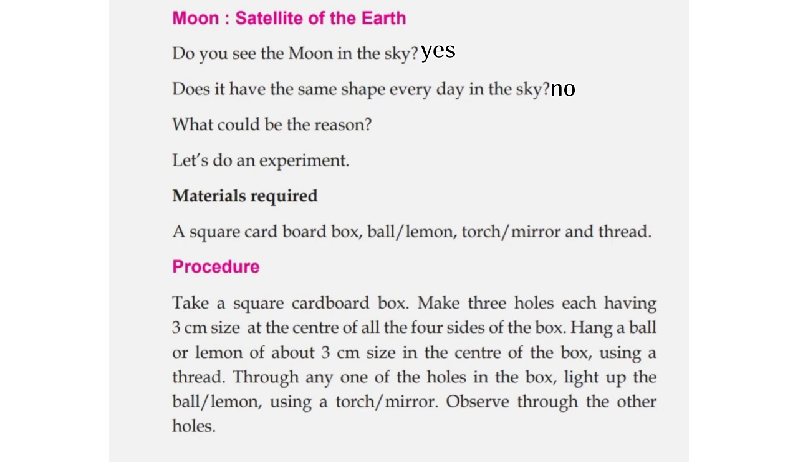Procedure: take a square cardboard box, make 3 holes, each having 3 cm size at the center of all the 4 sides of the box. Hang a ball or lemon of about 3 cm size in the center of the box using a thread. Through any one of the holes in the box, light up the ball or lemon using a torch or mirror. Observe through the other holes.